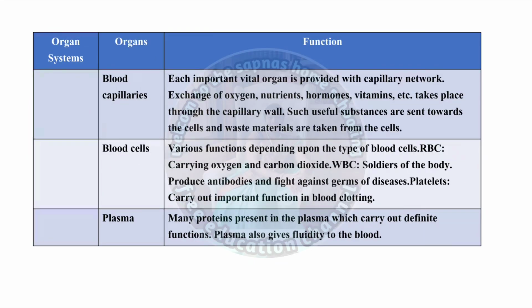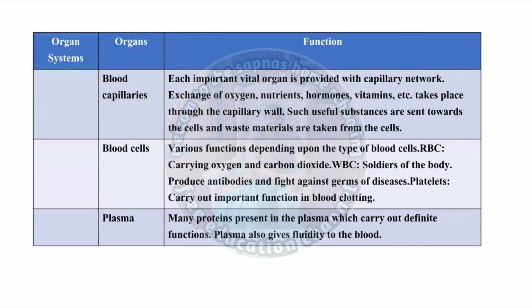Now the next is blood capillaries. Each important vital organ is provided with capillary network. Exchange of oxygen, nutrients, hormones, vitamins, etc. takes place through the capillary wall. Such useful substances are sent towards the cell and waste materials are taken from the cells.